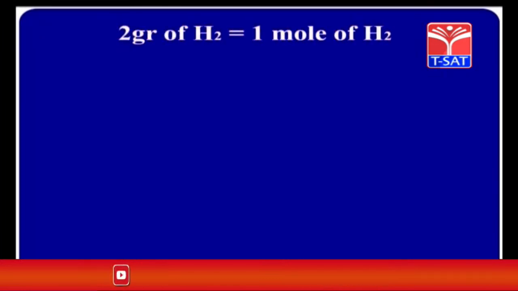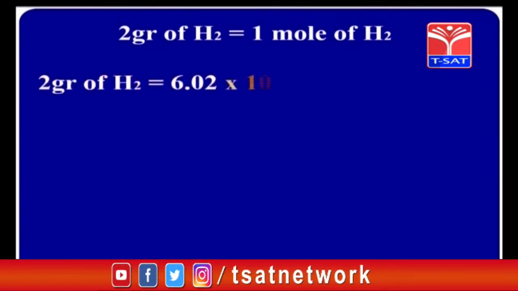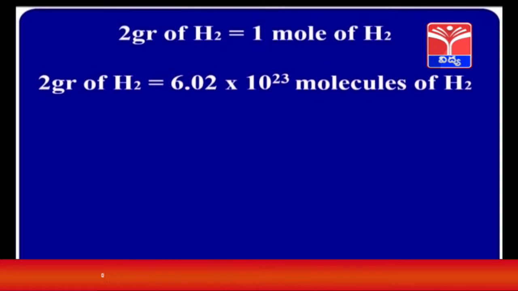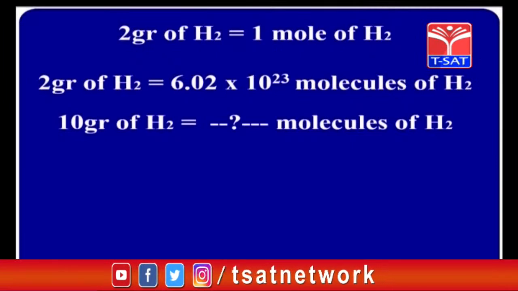Now let us calculate the number of molecules. 2 grams of hydrogen is equal to 1 mole of hydrogen. It means 2 grams of hydrogen is equal to 6.02 into 10 power 23 molecules of hydrogen. Now 10 grams of hydrogen is equal to how many molecules of hydrogen? To get that answer, here also we need to cross multiply.